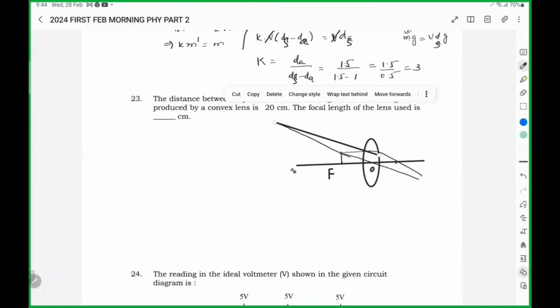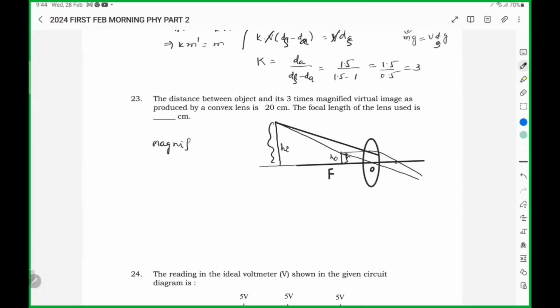Okay, here somewhere we get the intersection of these extended rays, the virtual image. So this is the size of the object, and this is the size of the image. Size of the object, size of the image.